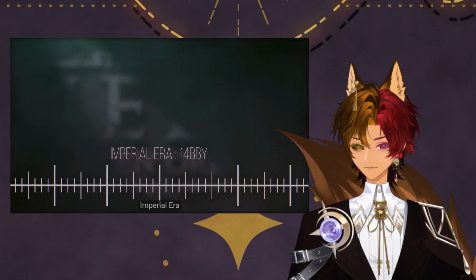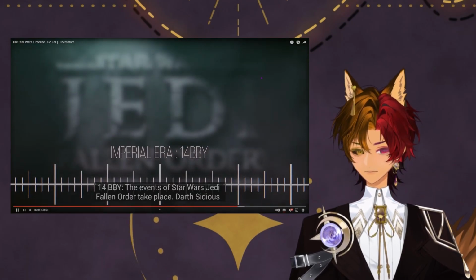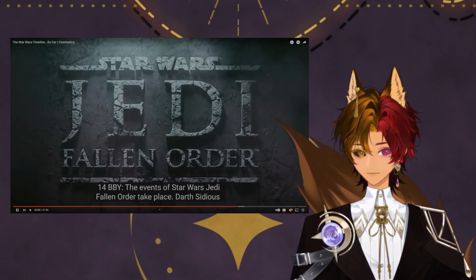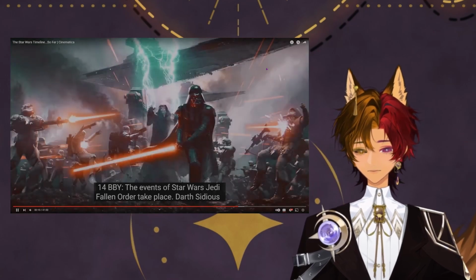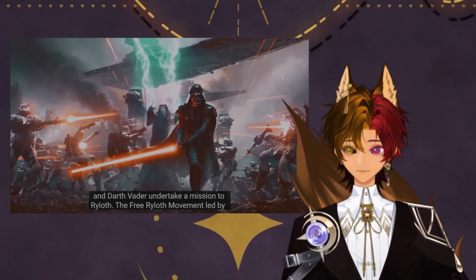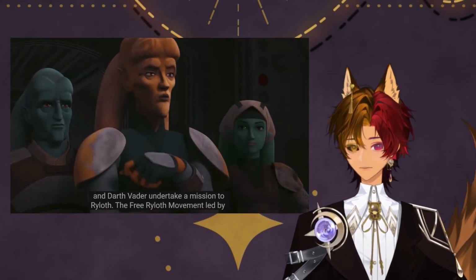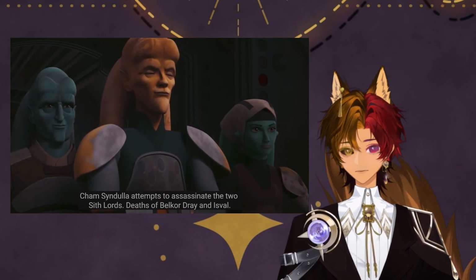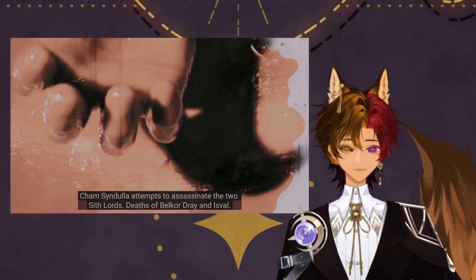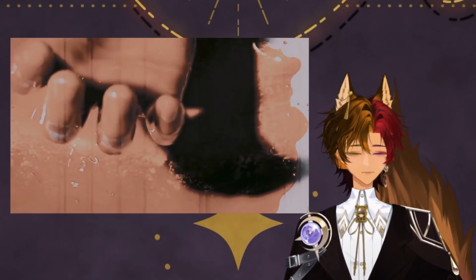The Imperial Era. 14 BBY. The events of Star Wars Jedi: Fallen Order take place. Darth Sidious and Darth Vader undertake a mission to Ryloth. The Free Ryloth movement, led by Cham Syndulla, attempts to assassinate the two Sith Lords. The deaths of Belcor Dre and Isval also occur.